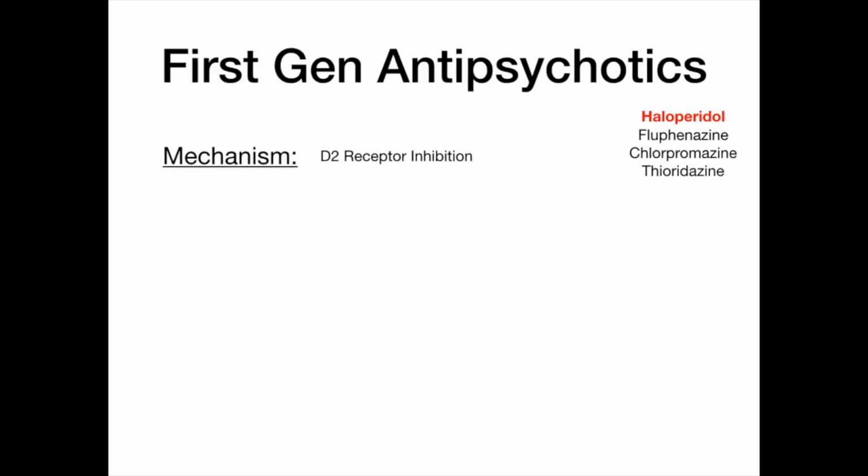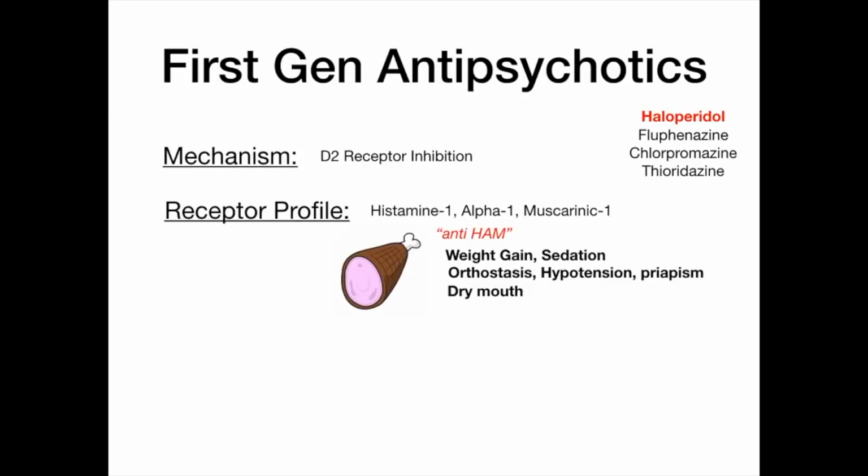The receptor profile, however, in addition to dopamine receptor inhibition, is that they block the histamine, alpha, and muscarinic 1 receptors. So they are anti-HAM. The way that I remember all this is I go through each of the individual receptors. When you block the H1 receptor, you cause weight gain and sedation. When you block the alpha-1 receptor, you cause orthostatic hypotension and sexual dysfunction, occasionally priapism. And when you block the M1 receptor, dry mouth and visual changes.